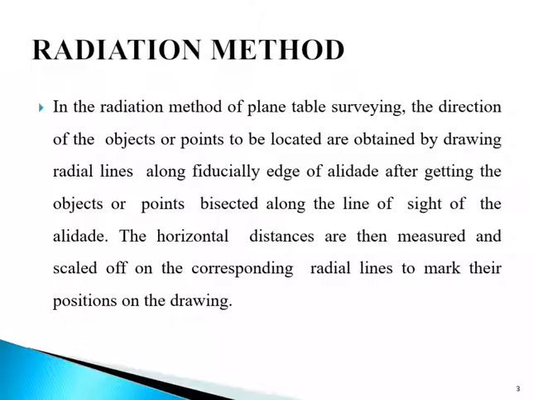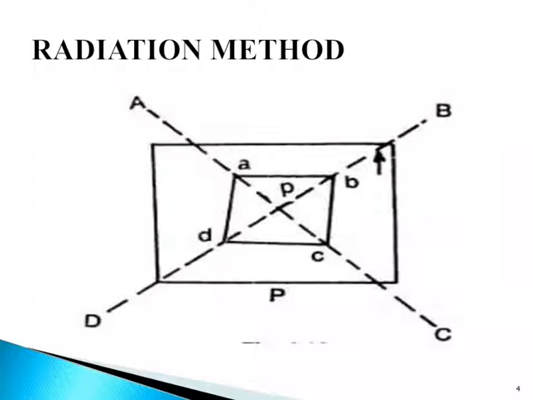In the radiation method of plane table surveying, the directions of the objects or points to be located are obtained by drawing radial lines along the fiducial edge of the LED after getting the objects or points bisected along the line of sight of the LED. The horizontal distances are then measured and scaled off on the corresponding radial lines to mark their position on the drawing. So let us understand this method with the help of this figure.